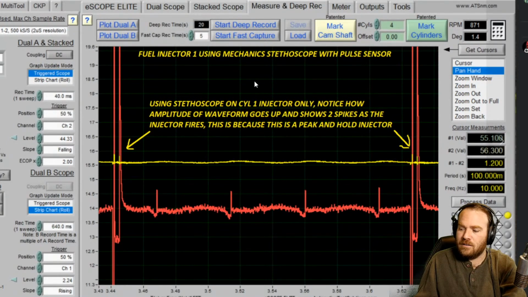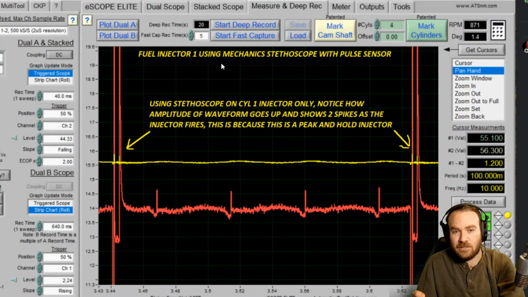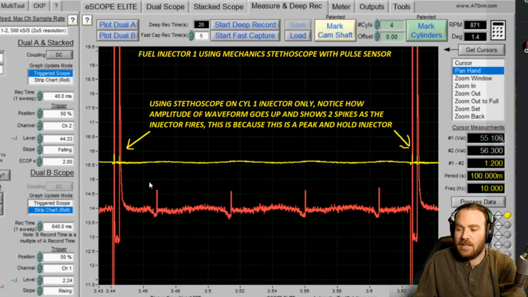So this one here, mechanic stethoscope plugged into the pulse sensor. So we are using the piezo transducer and the pulse sensor to use it like a microphone, and that stethoscope's going to amplify all the noises from the rail. He has it sitting on the fuel rail for the number 1 injector.